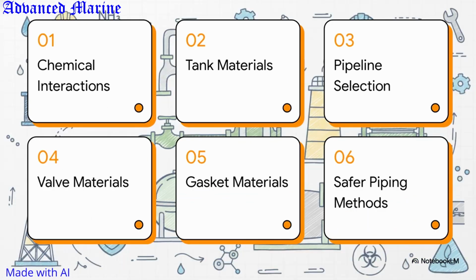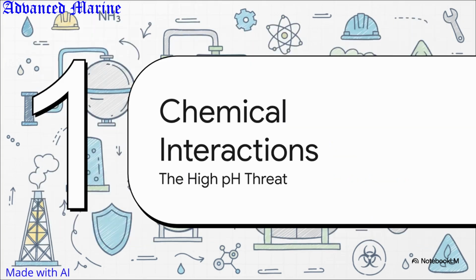So here is exactly how we'll construct our safe system today. First, ammonia's chemical interactions. Then, tank materials, pipeline selection, valve materials, gasket materials, and finally, safer piping methods. Okay, jumping right into Section 1, ammonia's dangerous chemical interactions, specifically the high pH threat.